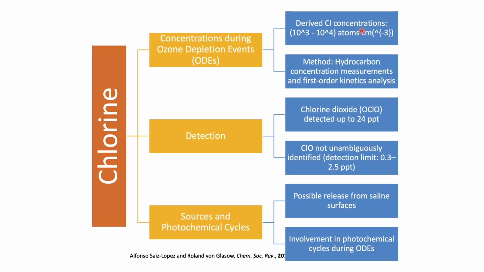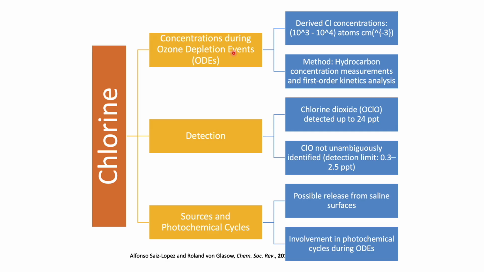Derived chlorine concentrations are very low, and how do we know that? Basically, hydrocarbon concentration measurements and first order kinetic analysis help in understanding the concentration that occurs during ozone depletion events. So we are going to connect that chlorine is responsible for ozone depletion. How do we connect that? We need to know how much of a particular gas is present and how it reacts with ozone. That is what we are going to find out.